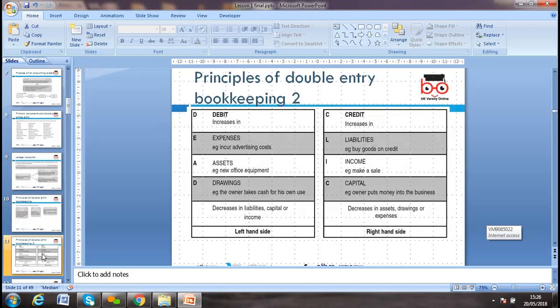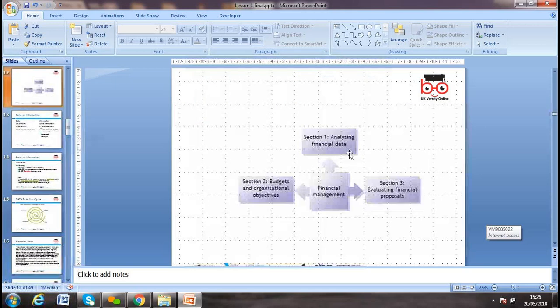Okay. We use the word DEAD CLIC for debit and credit. D stands for debit, E stands for expense, A stands for asset, D stands for drawing. And when we look at the credit, C stands for credit, L stands for liabilities, I stands for income, and C stands for capital. So this is normally the double entry bookkeeping rule we follow to record our business transactions systematically in the books of accounts. Okay. Any question? Yeah.